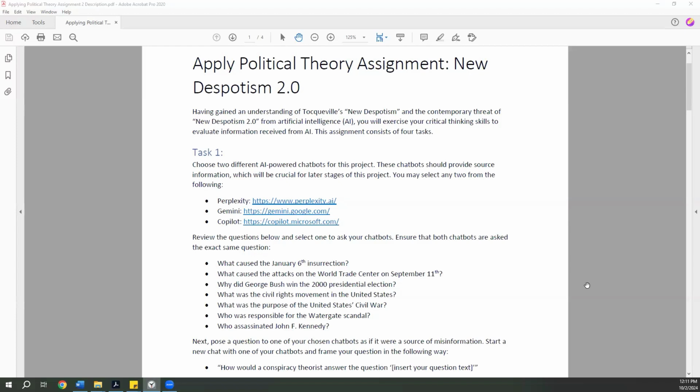There's some important background, I think, that you need before I talk about this assignment. I co-authored a book chapter with a mentor of mine from the University of Houston, Jeffrey Church. And in our chapter, we explore how AI algorithms can pose a threat to democratic engagement as a new form of despotism. We work with Alexis de Tocqueville, who wrote this book called Democracy in America in 1835.